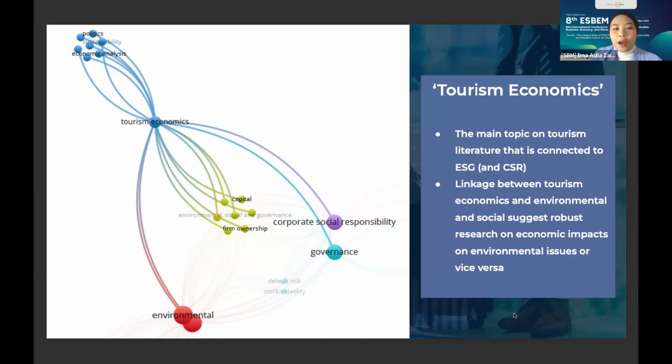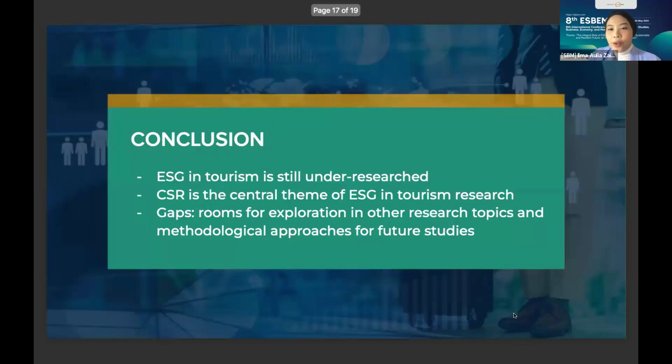So I would also say that on these research focus areas, connections such as tourism economics and corporate social responsibility indicate a focal point of research, likely serving as a fundamental element in related studies. Okay, next please. So in conclusion, I would say that ESG in tourism remains an under-researched area.